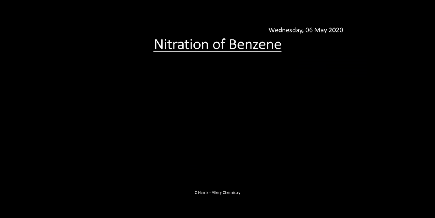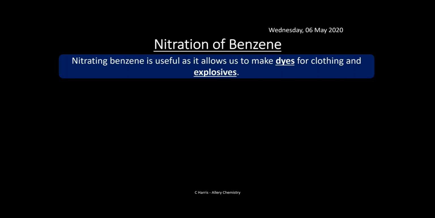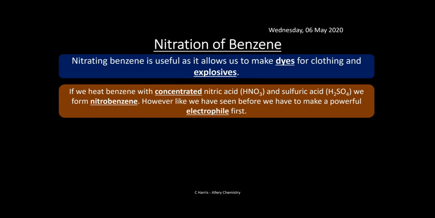Okay, so let's look at our other type of reaction, which is the nitration of benzene. Nitrating benzene is useful. It allows us to make dyes and explosives. So, for example, TNT is trinitrotoluene. And you can make azo dyes with it as well. So don't worry too much about the azo dye bit, but we do use this. There is a use for this.